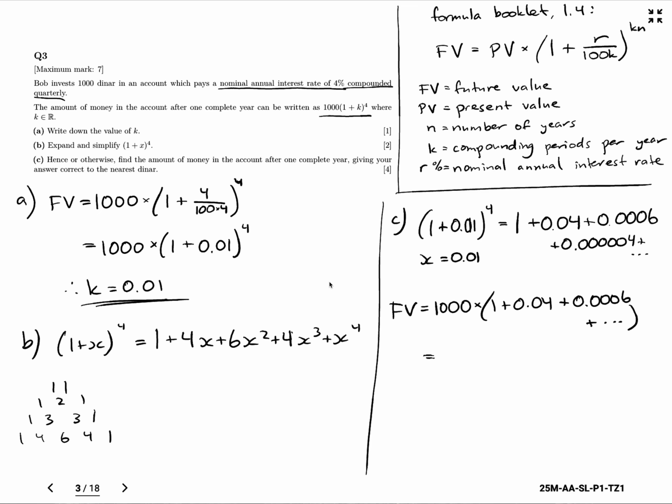And we already have 1000 times 1.0406. So when you multiply this out, you get 1040.6. So rounded to the nearest dinar would be 1041 dinar.